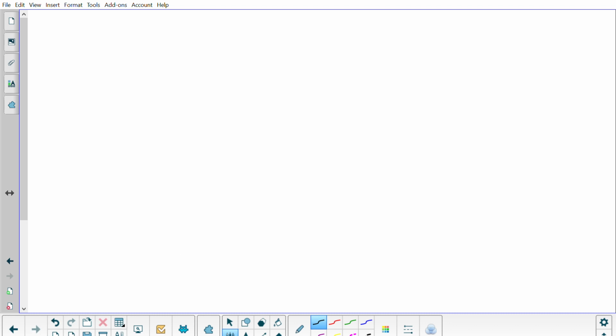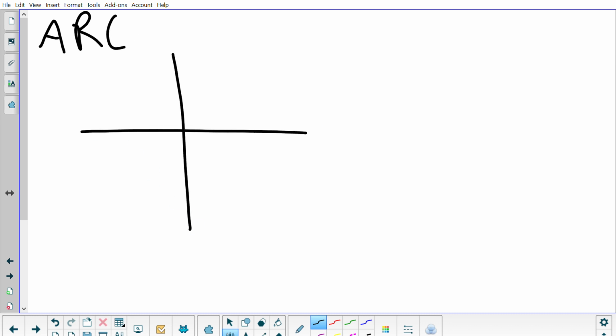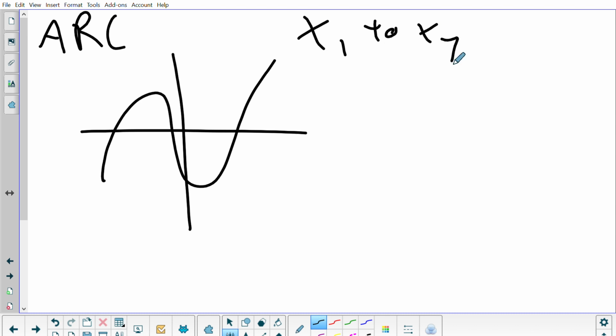To find average rate of change, or ARC, what they're asking for is there's some graph, and then they're going to say between x = 1 to x = 7. So we would go to x = 1 and x = 7, and they're asking for what is the rate of change in this segment.